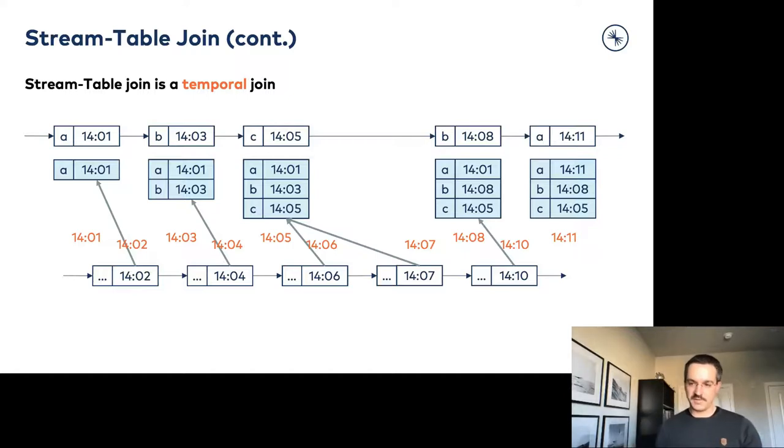Because again, if you go back to the credit card transaction example, if I have two credit card transactions, and the first one looks up the balance, and the second one looks up the balance an hour later, well, I need to look up a different balance. And if I reprocess the data, I always need to look up the same balance that was valid when the credit card transaction actually happened. So we need to make sure that the table is always in the right state. So we get real temporal semantics here.